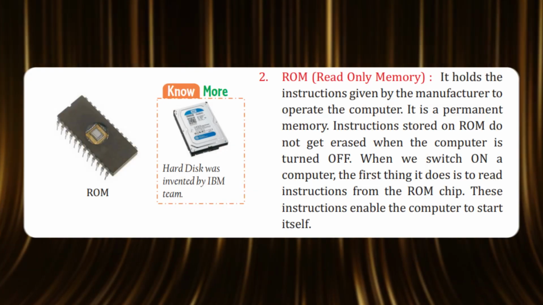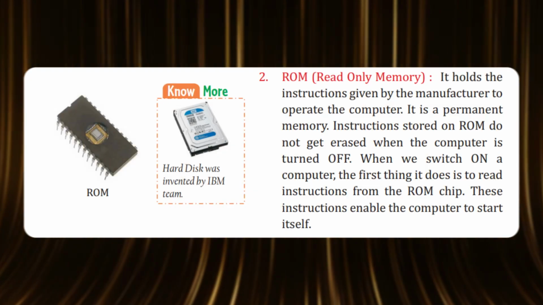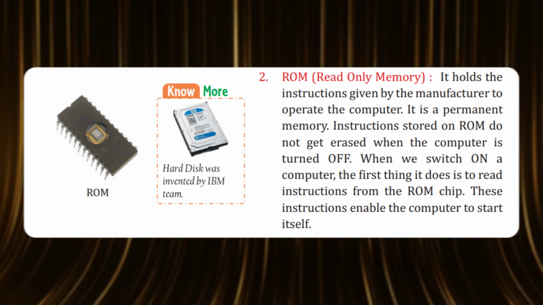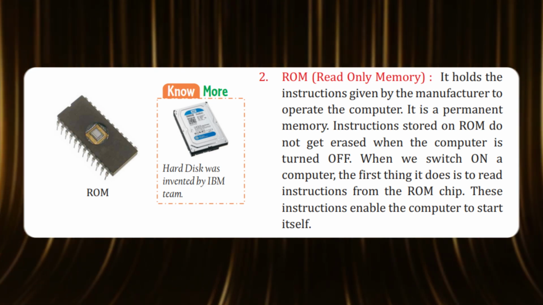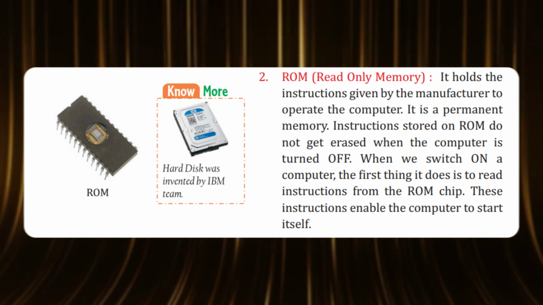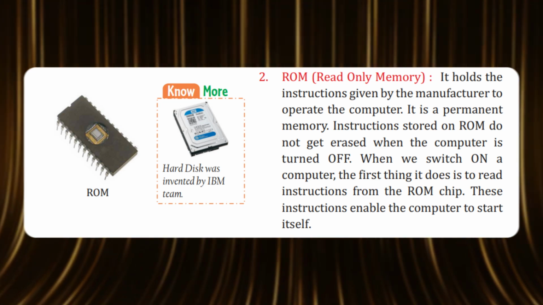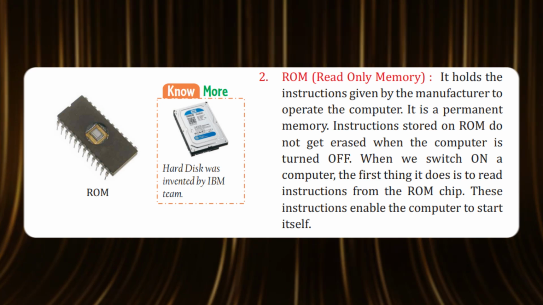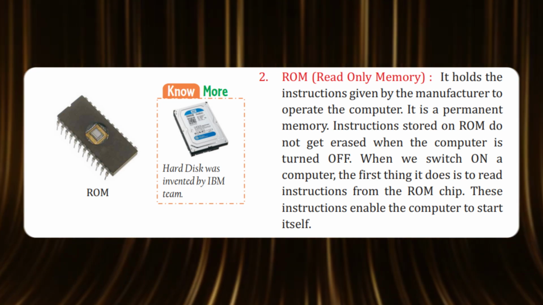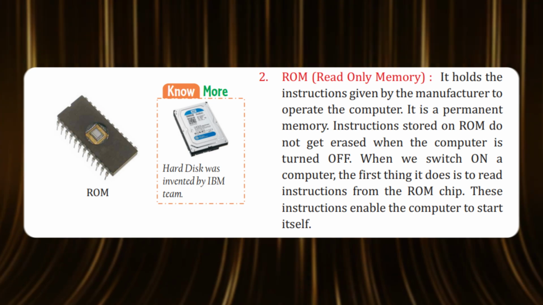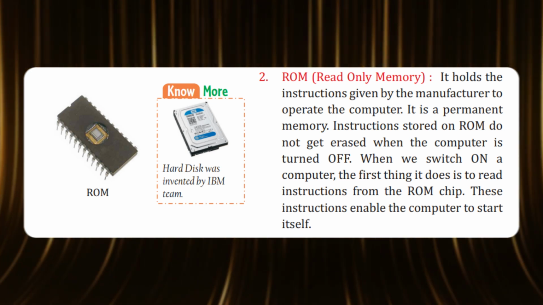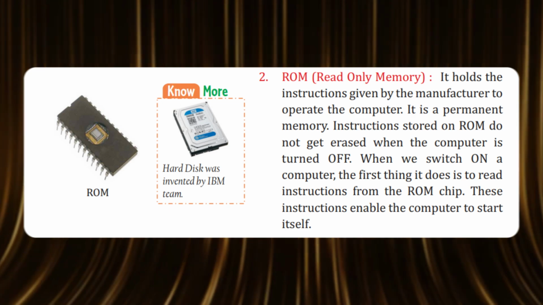2. ROM, read-only memory. It holds the instructions given by the manufacturer to operate the computer. It is a permanent memory. Instructions stored on ROM do not get erased when the computer is turned off. When we switch on a computer, the first thing it does is to read instructions from the ROM chip. These instructions enable the computer to start itself.